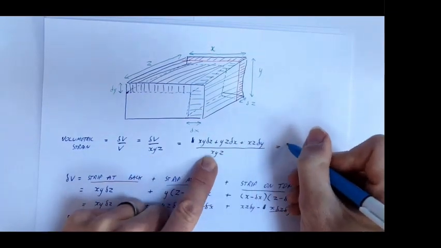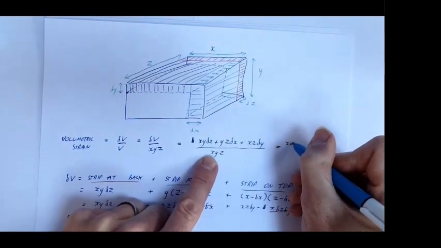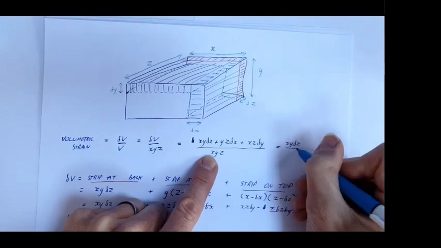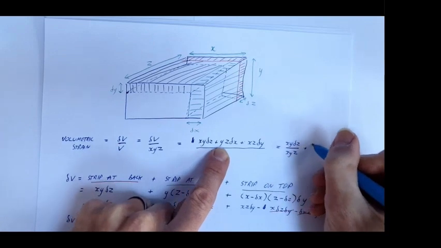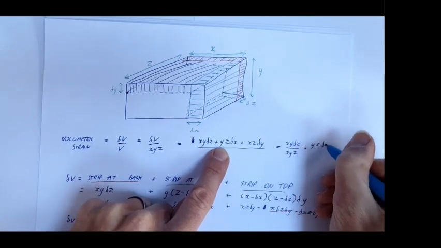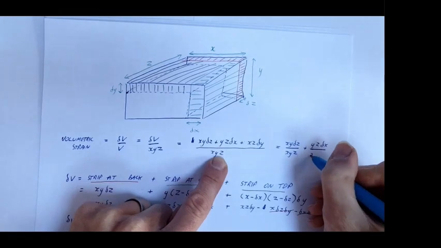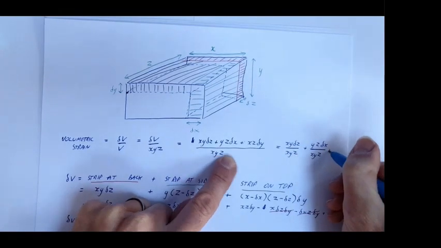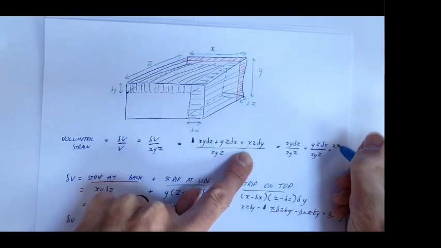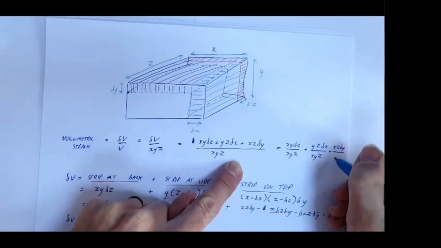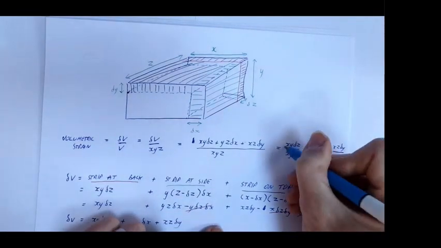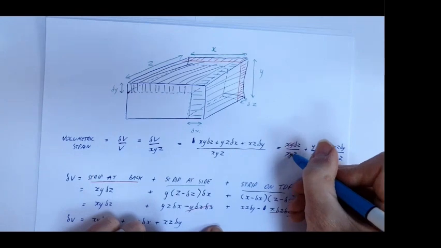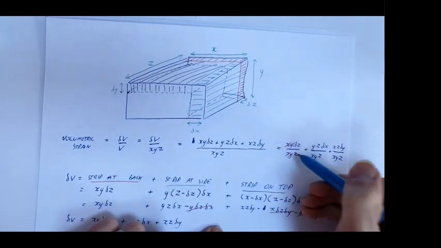That's equal to xy delta z over xyz plus yz delta x over xyz plus xz delta y over xyz. Okay, so clearly x and y cancel with x and y there, so you've got delta z over z.